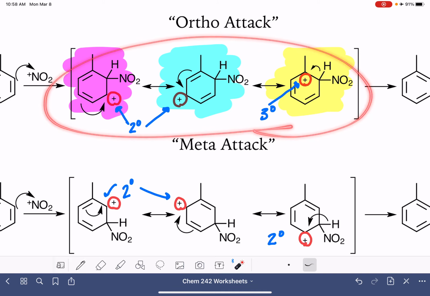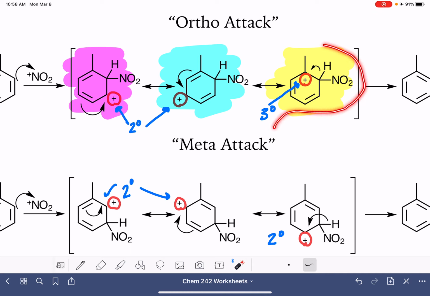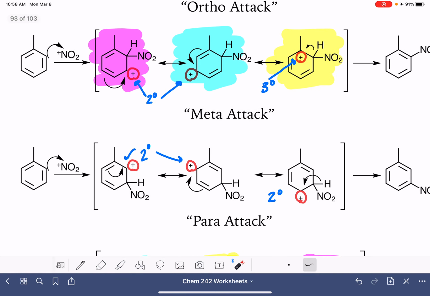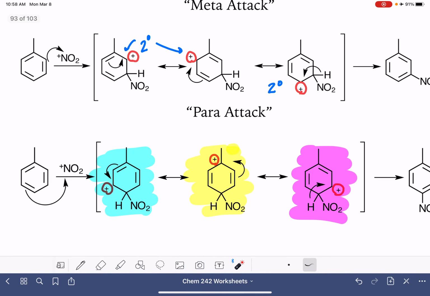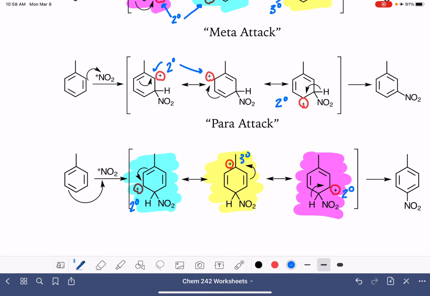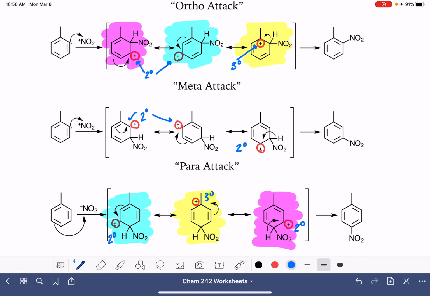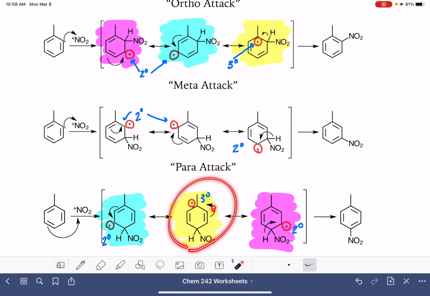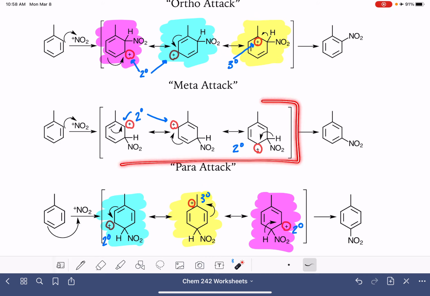In the ortho reaction, one of the intermediates is a tertiary carbocation. In the meta reaction, none of the intermediates are tertiary. Let's just verify that that's also true for para. For para, we have secondary, tertiary, secondary. So yes, because the ortho and the para reactions have a tertiary intermediate, this intermediate is more stable in the ortho and para mechanisms, and less stable in the meta mechanism. This isn't bad, it's just not as good as tertiary.